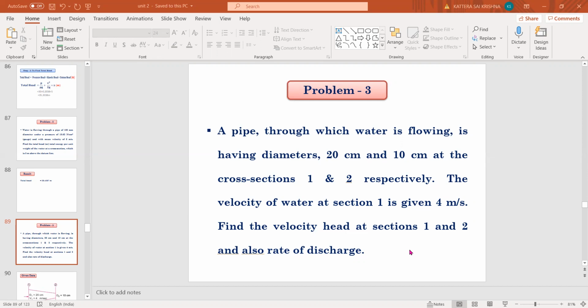A pipe through which water is flowing has diameters of 20 centimeter and 10 centimeter at cross sections 1 and 2 respectively. The velocity of water at section 1 is given as 4 meters per second. Find the velocity head at section 1 and section 2, and also the rate of discharge.